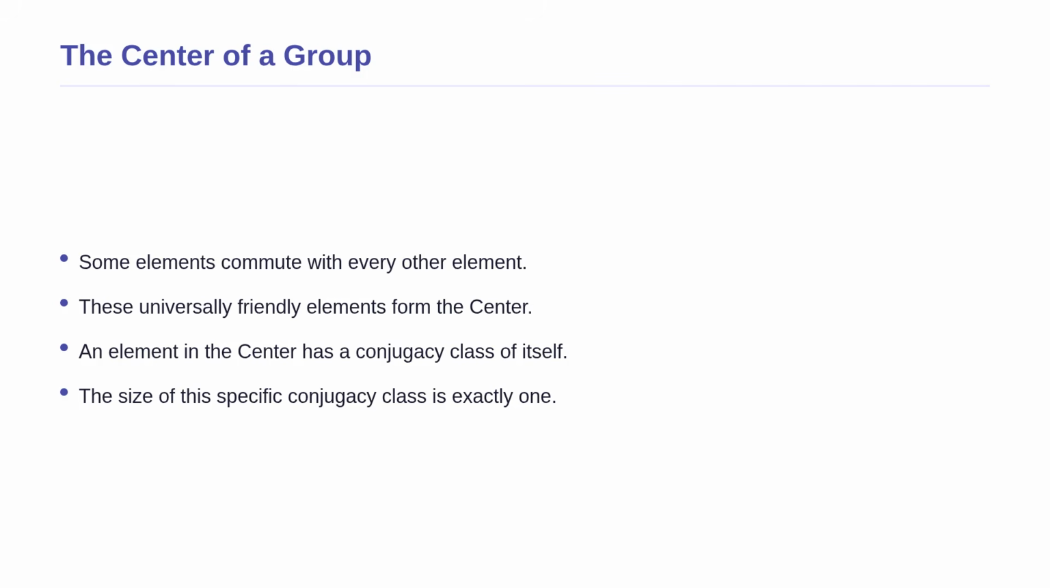Now that we understand conjugacy classes, let us look at a very special subset of our group. In our high school analogy, some students are incredibly popular and get along with absolutely everyone. They do not need a specific clique to fit in. In mathematics, these universally friendly elements form what we call the center of the group. Because an element in the center commutes with every single element in the group, its conjugacy class contains only itself. This means its class size is exactly 1.